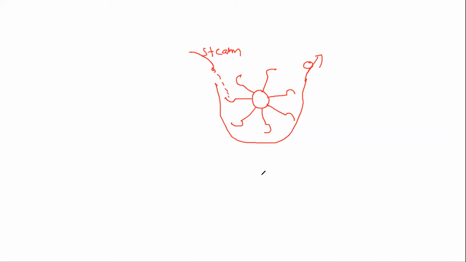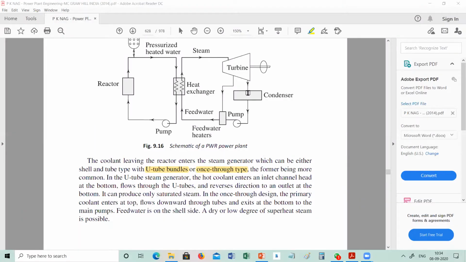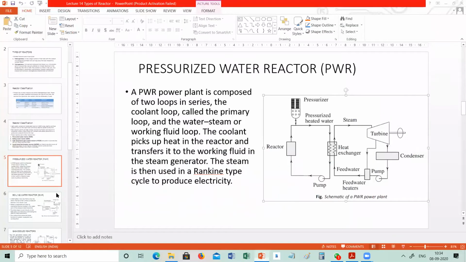The second one is the once-through type. It means the steam comes from here and goes down. This is the once-through type. So this is the U type, and the second is the once-through structure. That point I had forgotten to mention. The next type is the BWR. We will now proceed further.